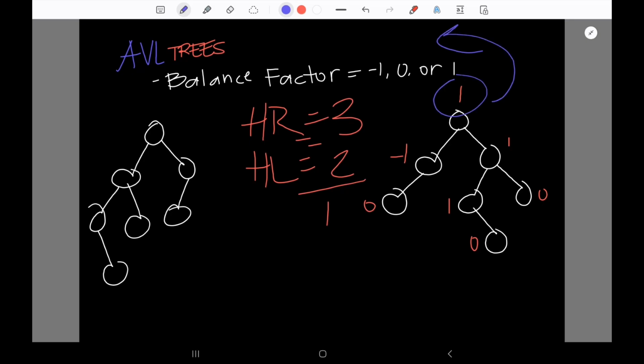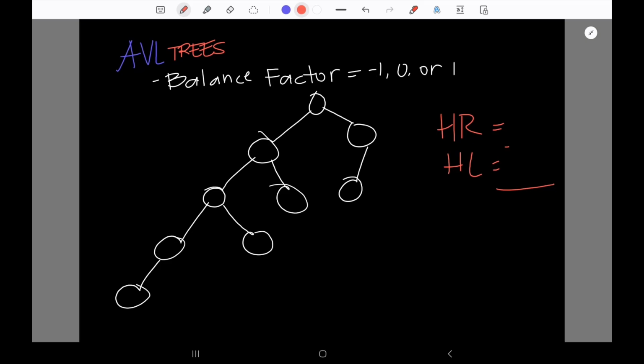Okay. I'll give you an example of an unbalanced tree. So this is an example of an unbalanced tree. Let's figure out its balance factor of each node one by one.